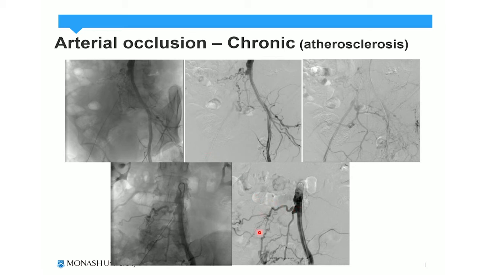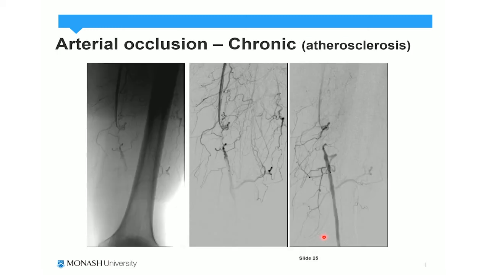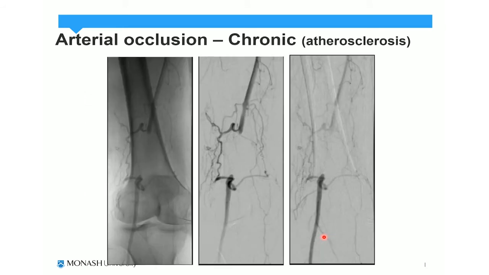You can see here really nice definition of collaterals around the lumbar and median sacral artery. Another occasion of complete occlusion with lots of collaterals in the popliteal artery. Similar case here, so knee joint, popliteal artery, massive collateral, and then reforming the popliteal artery distal to the occlusion.